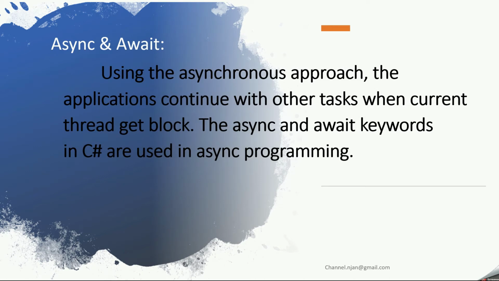Using the asynchronous approach, the application continues with the other task when the current thread gets blocked. The async and await keywords in C# are used in the asynchronous process. So you have to understand what an asynchronous process is and why it is needed. Let me explain it with a real task.